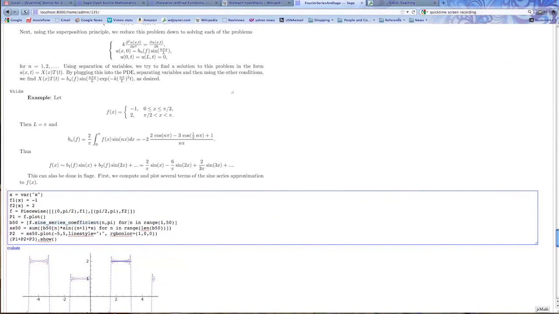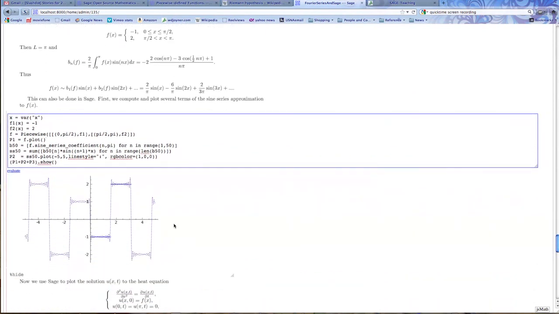And here what we've done is we've had Sage compute the first 50 coefficients and then add them up and then plot them. So here's our function, f of x. That's the solid blue line. And then we plot this periodic sine series. It's a periodic function with period 2 pi. It goes from minus pi to pi. There's the period right here. Minus pi starts here, pi goes to here.